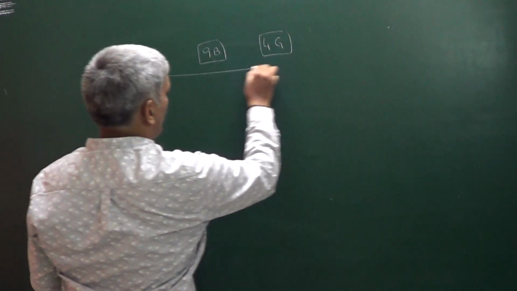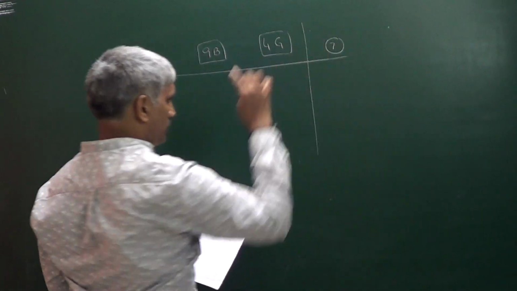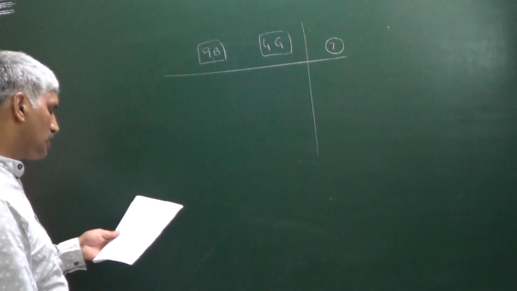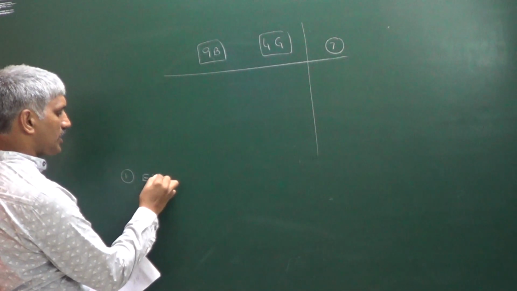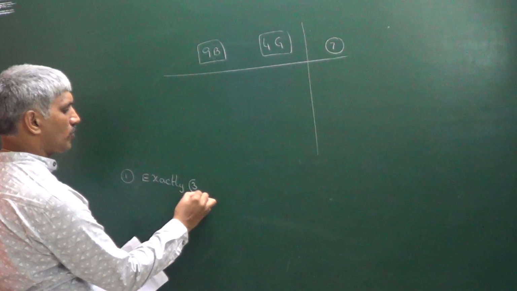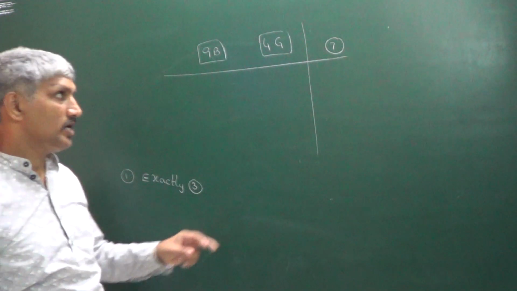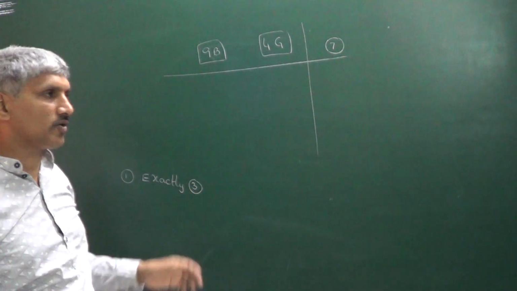From these 9 boys and 4 girls, we have to make a committee of 7 members. In the first question, he is saying that exactly 3 girls are required in the committee. Exactly 3 girls are required in the 7 members committee. In this 7 members committee, minimum 3 girls are required.